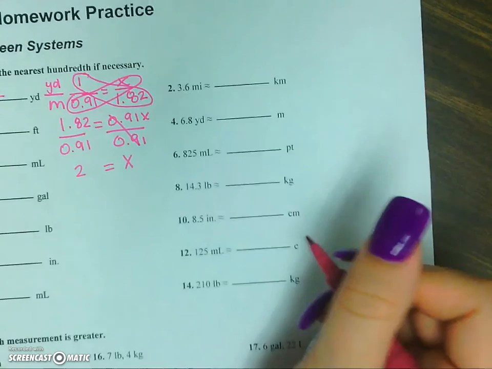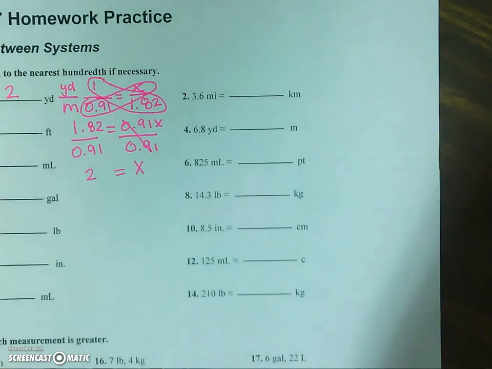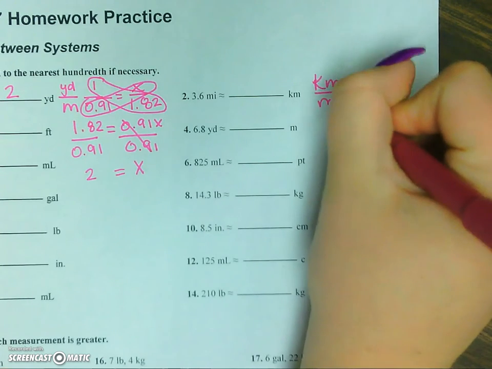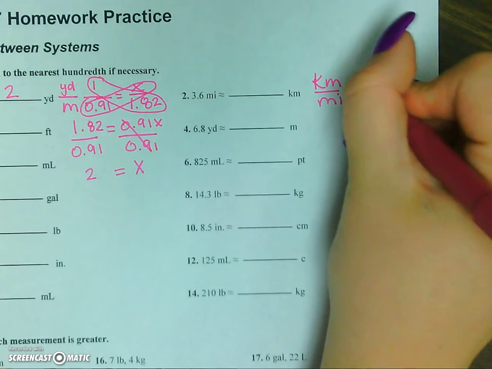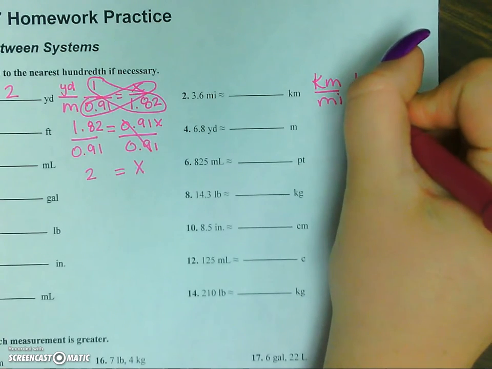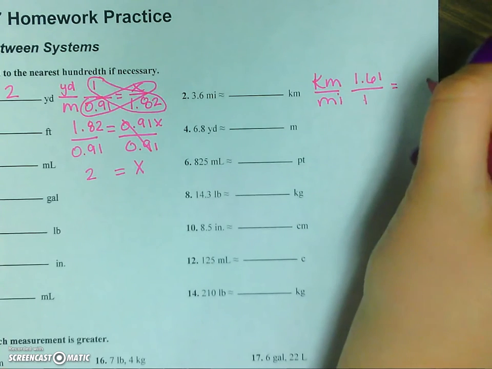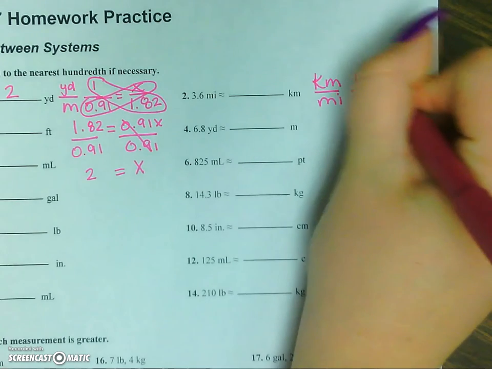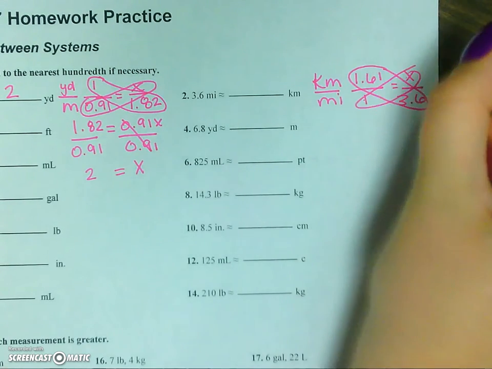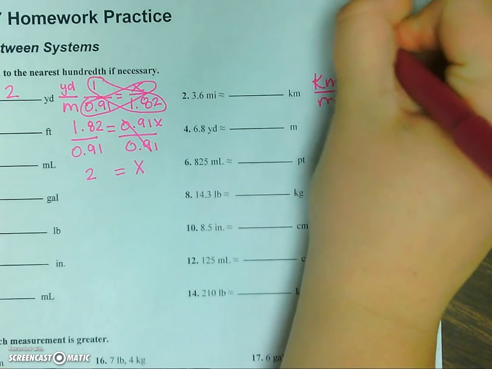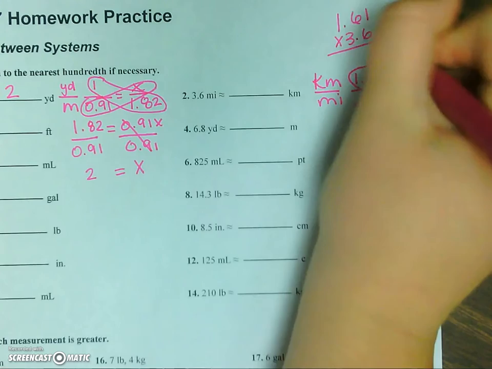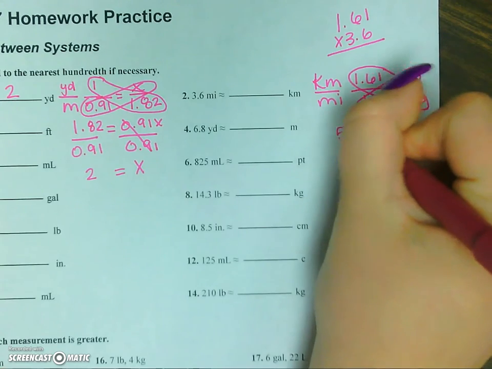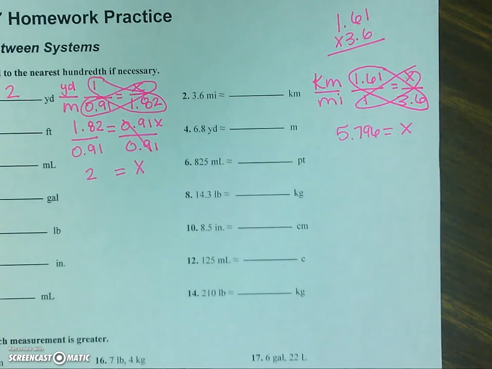All right, let's look at this next one. We're starting with miles going to kilometers. So kilometers on the top, miles is on the bottom. I know that 1 61/100ths kilometers is equal to 1 mile. I'm looking for kilometers, and I have 3 6/10 miles. So you cross multiply. 1 times x is x. Now let's do 1 61/100ths times 3.6. And then I got 5.796 kilometers.